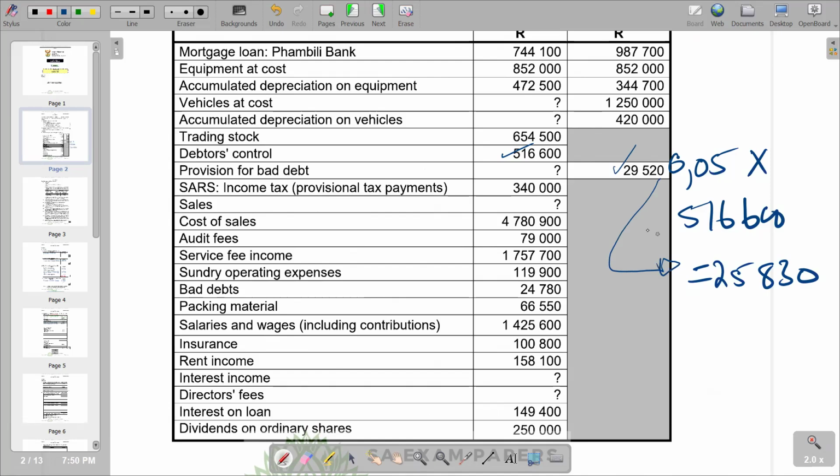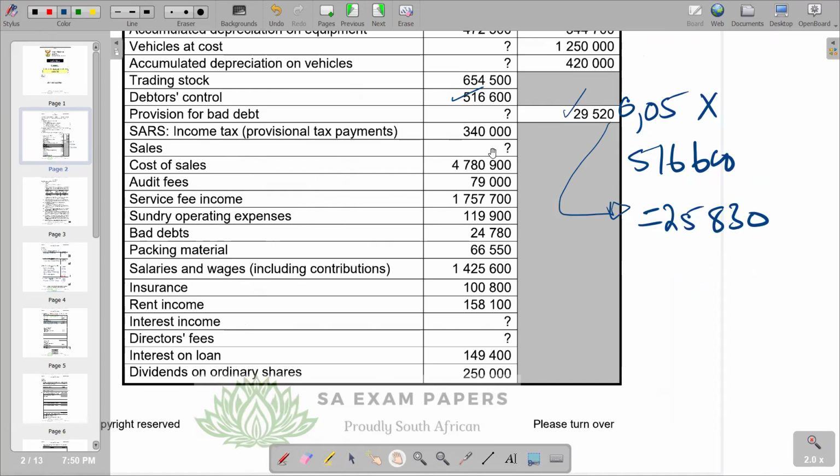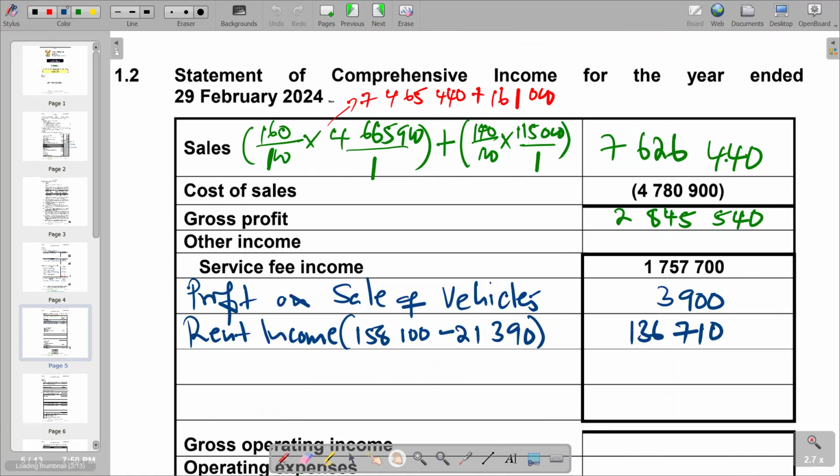Whenever there's a decrease, it will be under other income. But if it's an increase, we have to regard it as an expense. So with that, we can calculate the difference between the two, which is going to be the decrease. In our answer section, we say provision for bad debts adjustment.